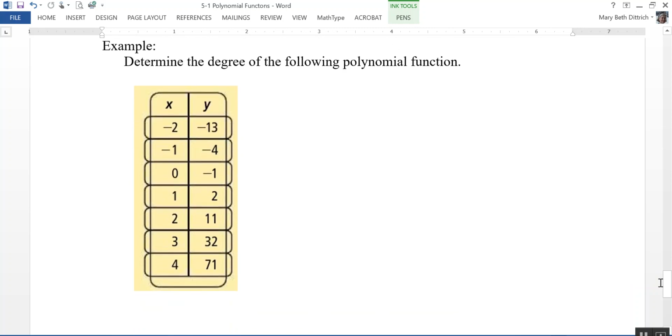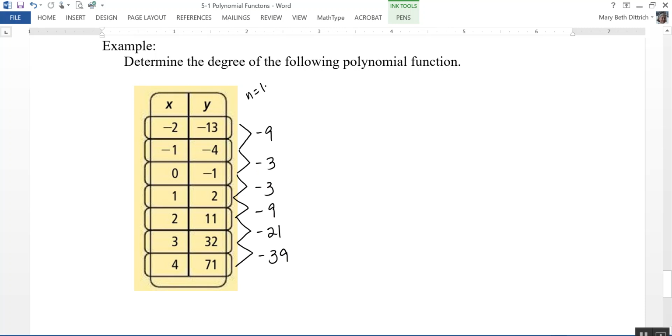So what I need to do is, and actually it doesn't matter which direction I subtract as long as I do it the same way. So if I do negative 13 minus a negative 4, I get negative 9. If I do negative 4 minus negative 1, I get a negative 3. If I do negative 1 minus 2, I get a negative 3. 2 minus 11 is a negative 9. 11 minus 32 is negative 21. And 32 minus 71 is a negative 39. Okay, so that would be if n were equal to 1. If it were a linear function, they're not constant, so it's not linear.